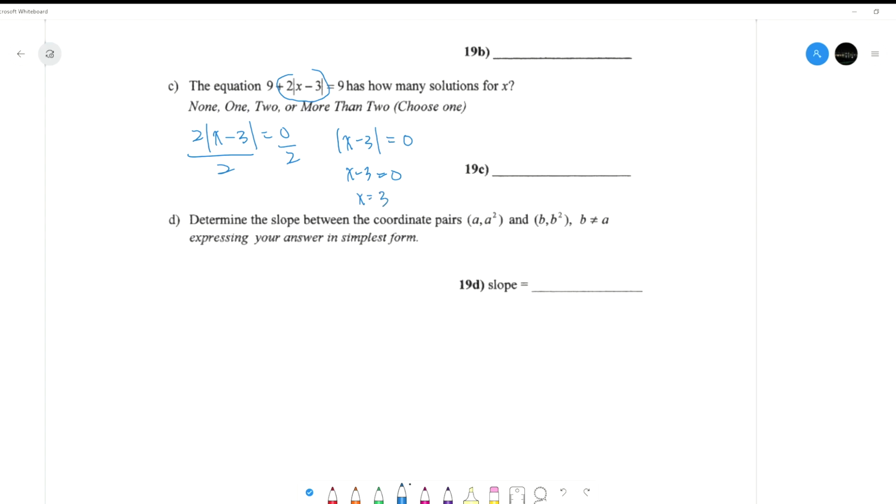Now, I want you to please know what happens if you get something like this. How many solutions are there if I give you a problem like this? Does anyone know?